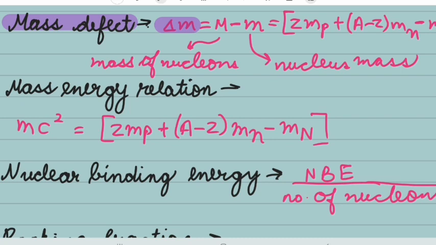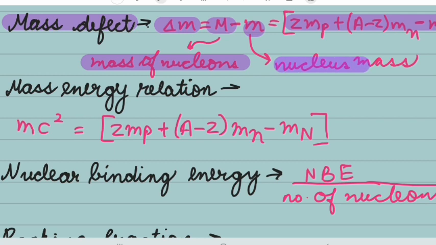So now what is the formula of this? It is Z, which is the atomic number, Mp, which is the mass of the protons, plus (A minus Z), where A is the mass number and Z is the atomic number, multiplied by Mn, which is the mass of the neutrons, minus M, which is the mass of the nucleus. So here this capital M will denote the mass of the nucleons, and this small m will denote the mass of the nucleus.